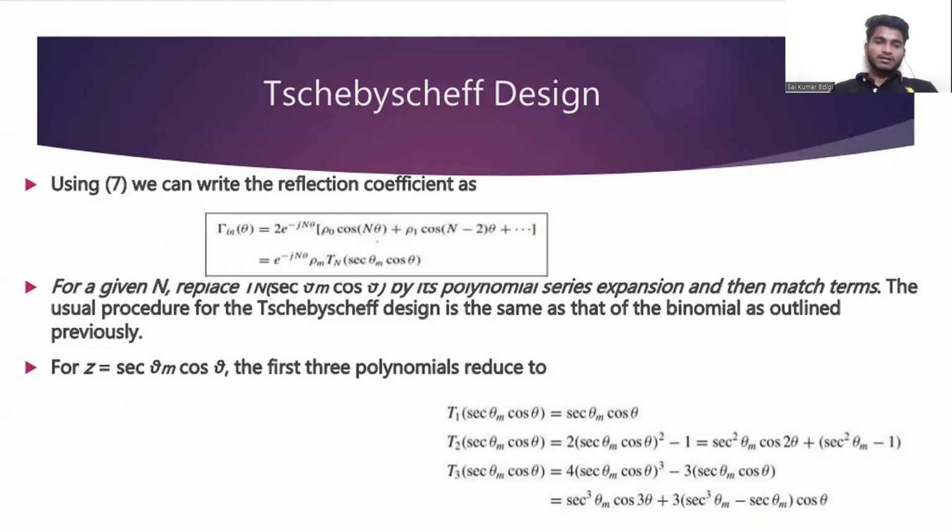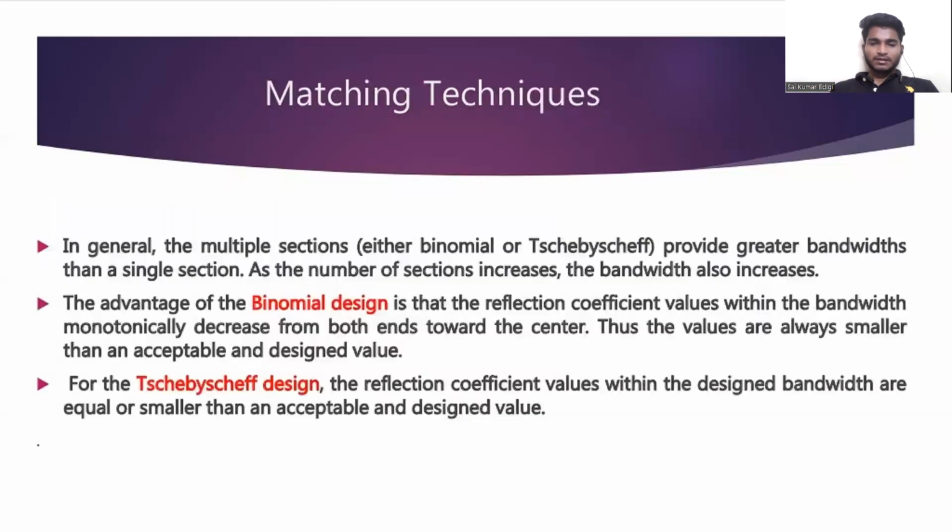The usual procedure for the Chebyshev design is the same as that of binomial as outlined previously. For x equal to secant theta m cos theta, the first three polynomials reduce to the given form. In general, multiple sections, either binomial or Chebyshev, provide greater bandwidth than a single section. As the number of sections increases, the bandwidth also increases.